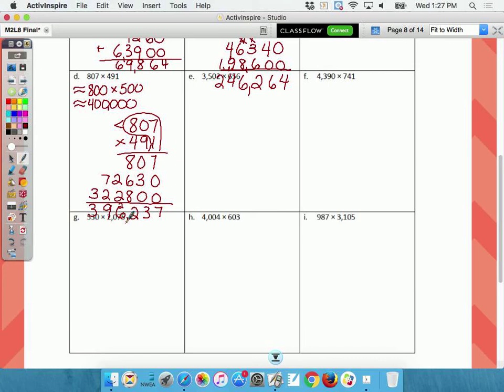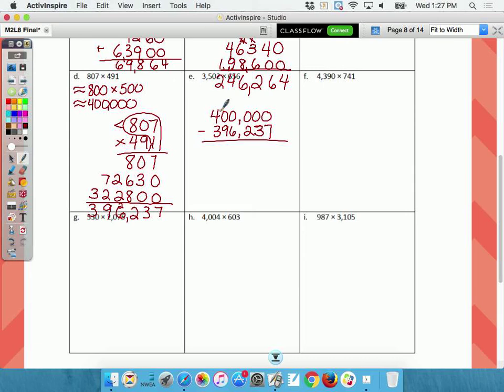$396,237. I'm pretty close to my estimate. How close am I? Really close. Well, let's figure out how close. How would I figure out the difference between those two numbers? Subtracting. So I'm going to subtract 396,237 from 400,000. Go ahead, write it down. How do I do this?